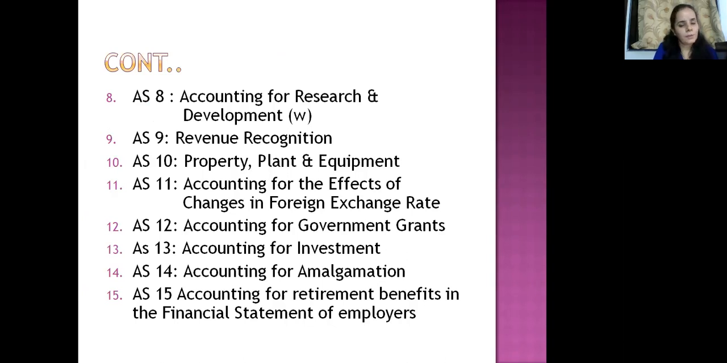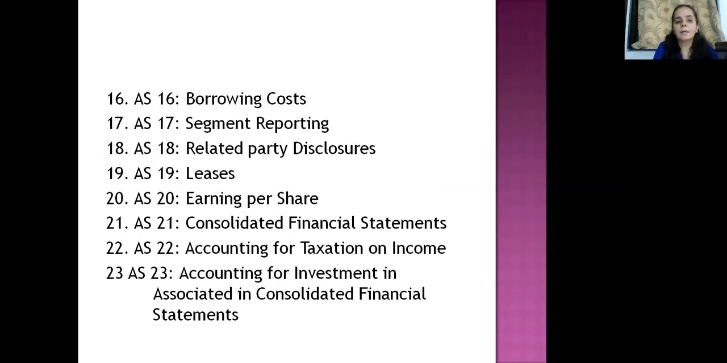14 deals with accounting for amalgamations. 15 deals with accounting for retirement benefits in the financial statements of the employer. Accounting standard 16 deals with borrowing costs. 17 deals with segment reporting. 18 deals with related party disclosures. 19 deals with leases. 20 deals with earnings per share. 21 deals with consolidated financial statements. 22 deals with accounting for taxes on income.